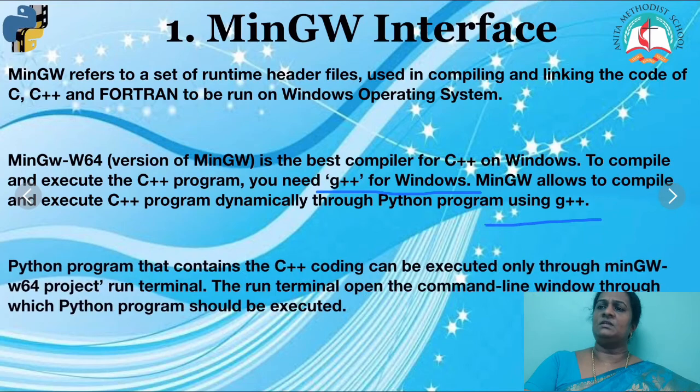A Python program that contains C++ code can be executed only with the help of MinGW. Then run the terminal, which opens the command line. The command line prompt is open and the Python program is run through the command line. So MinGW acts as the best compiler for C++ on Windows, and Python also contains the MinGW 64 project to run the terminal. These are the two important things to remember about MinGW.